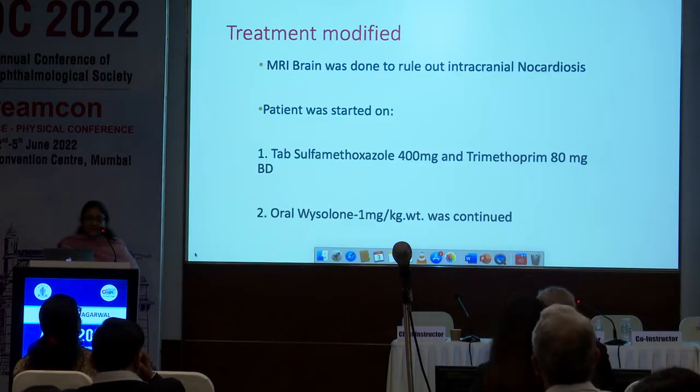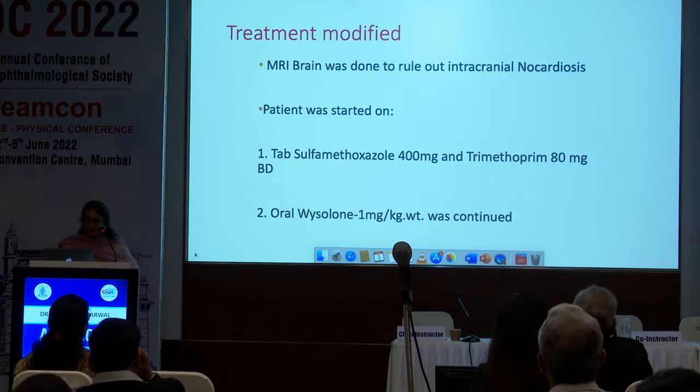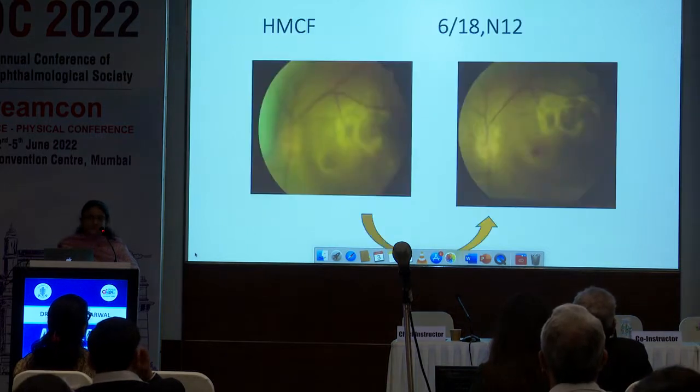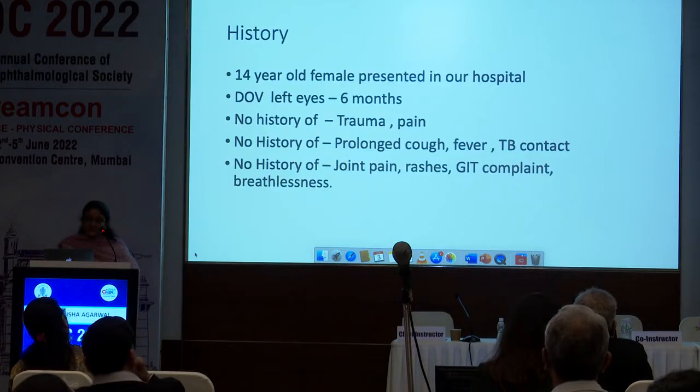The patient was sent for an MRI brain to rule out intracranial nocardiosis, and was started on sulfamethoxazole and trimethoprim along with oral steroids. You find that the patient responded very well to the treatment, with improved vision, complete resolution of the subretinal fluid and regression of the lesion.